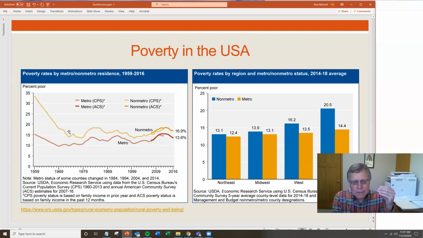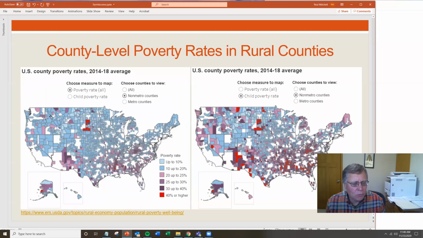The other thing you'll notice is non-metro, rural poverty has always been higher than metro or urban poverty. So there are more poor people in rural areas than in urban areas. You look at it regionally, it's very clear that there are more rural poor in the South and in the West than in the Midwest and the Northeast. But it's not a small number, even in the Midwest. 13, 14% are still below that poverty line in the rural U.S.